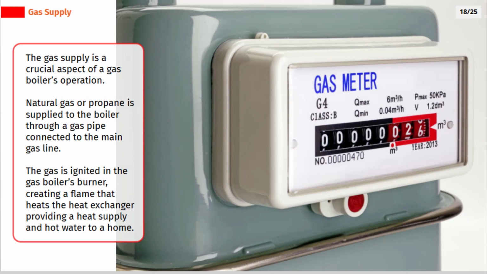The gas supply is a crucial aspect of a gas boiler's operation. Natural gas or propane is supplied to the boiler through a gas pipe connected to the main gas line. The gas is ignited in the gas boiler's burner, creating a flame that heats the heat exchanger, providing a heat supply and hot water to a home.